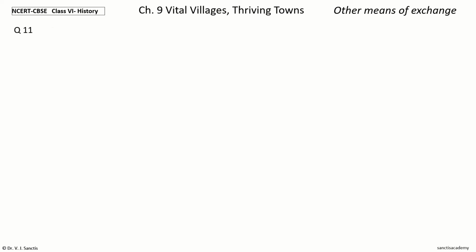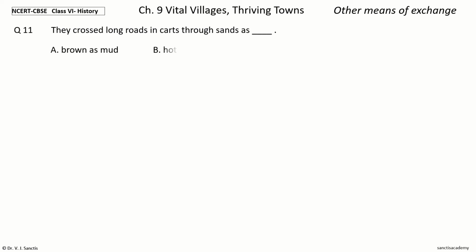Next question 11. They crossed long roads in carts through sands as dash. The options are brown as mud, hot as the sun, light as air, white as moonlight. Your time to choose. And the answer is white as moonlight. So, they crossed long roads in carts through sands as white as moonlight.